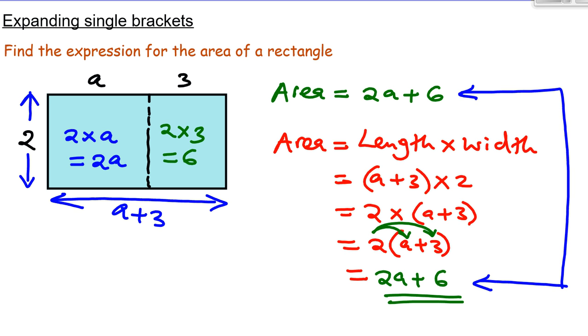So as you can see, these two answers here, they mean the same thing and they are equal, which makes sense. So instead of partitioning this rectangle into two parts, we can just use algebra to work out the area of the rectangle, and that's the whole idea of expanding brackets.